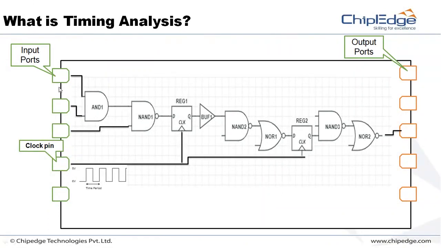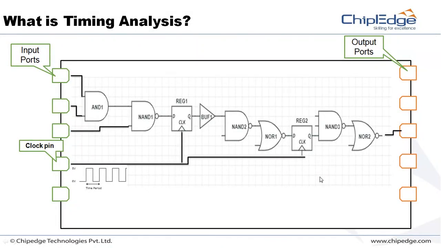Definitely all these wires and cells, the AND gate, NAND gate, will have delay in them. The delays all put together should fit the clock frequency, correct? When I give some input, the output should come at the frequency set. So if I want 1 gigahertz, I'm giving input and I should get the output at the rate of 1 gigahertz.